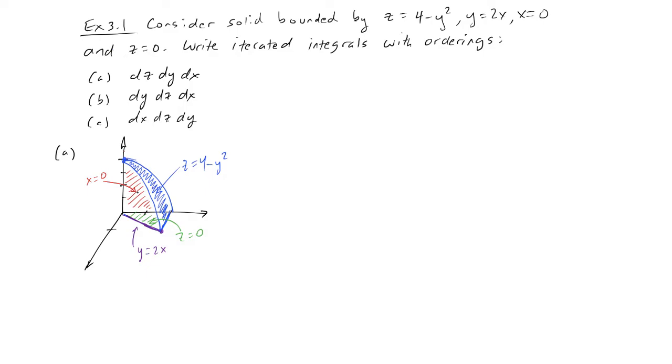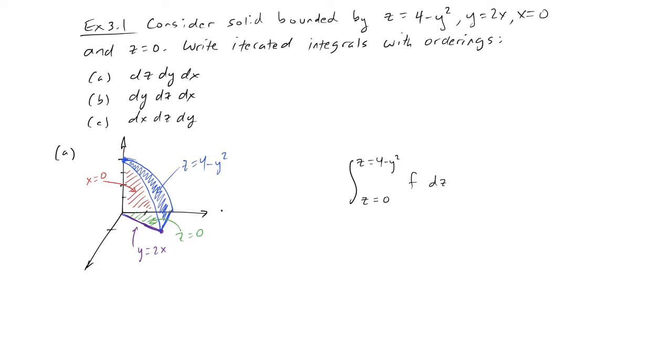Okay, so here's the solid formed by those four surfaces. And we want to find the z surface that's above this region, the solid, and below. And that's z equals 0 and z equals 4 minus y squared. So those are our bounds, which are potentially functions of two variables. And that's our first integral.